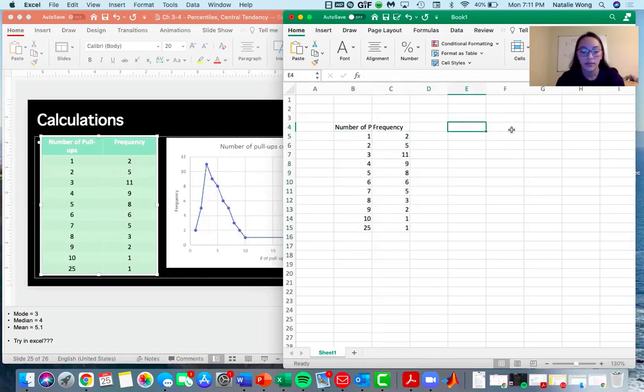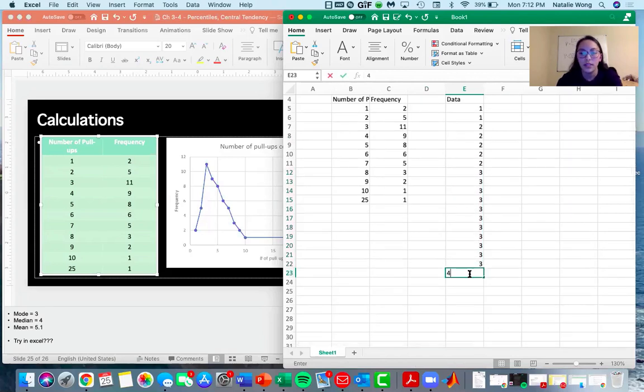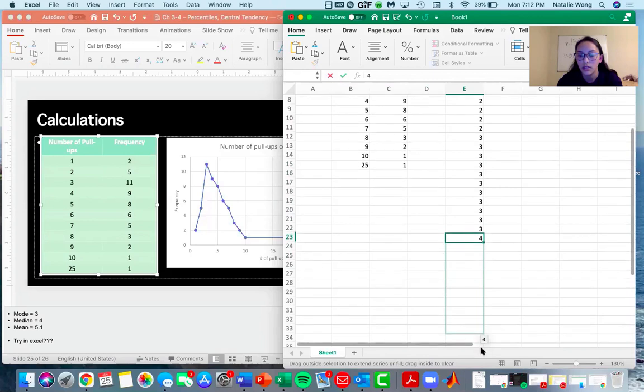So I'm just going to call this data, right? We say the value of 1 shows up 2 times. So I would put 1, 1. And then the value of 2 shows up 5 times. 2, 2, 2, 2, 2, right? Value of 3 shows up 1, 2, 3, 4, 5, 6, 7, 8, 9, 10, 11 times. Kind of see where I'm going with this? 4 shows up 9 times. That's 1, 2, 3, 4, 5, 6, 7, 8, 9.